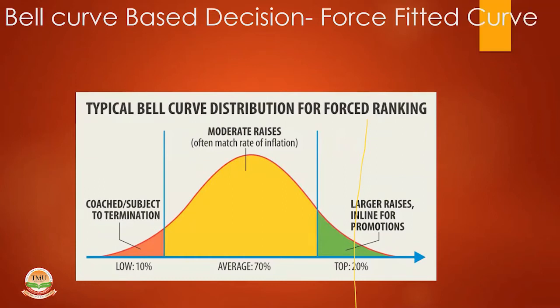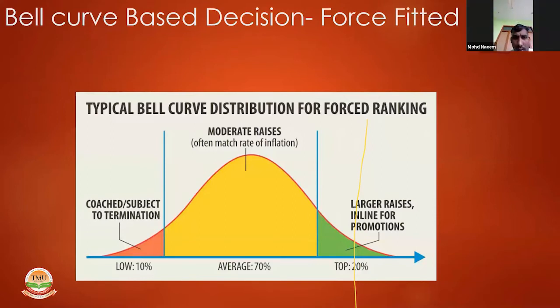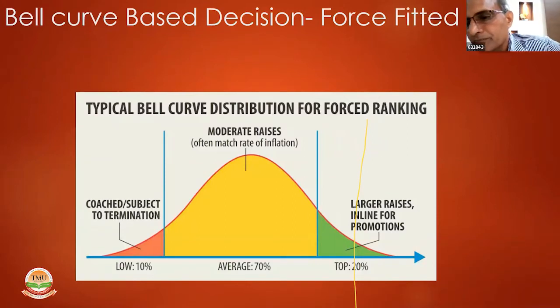So based upon this assumption, I handpick, along with the respective managers, and force fit the people into top performance and the lower performance. Now look at the tragedy here. What is actually the problem here? Suppose your organization has performed exceedingly well, right? That means everyone has contributed.